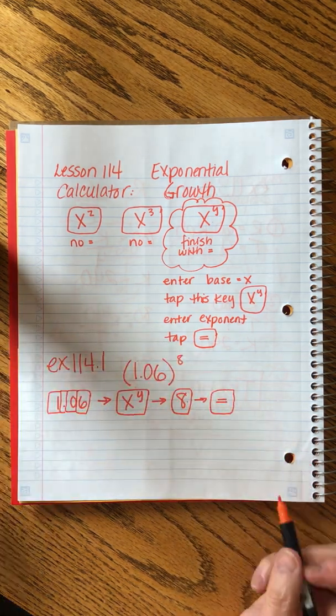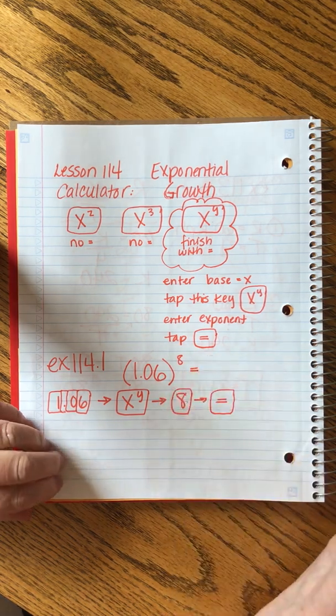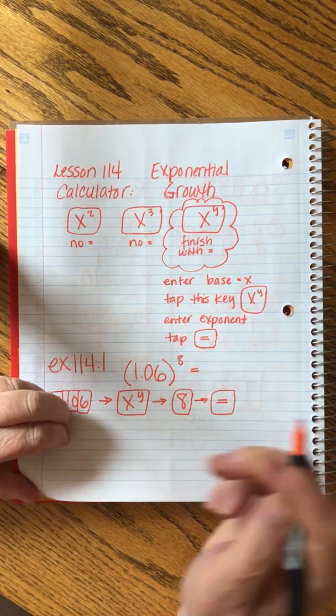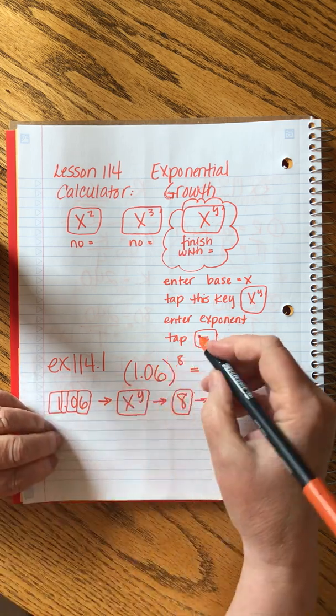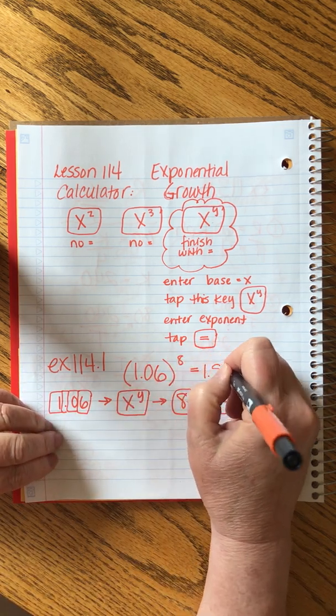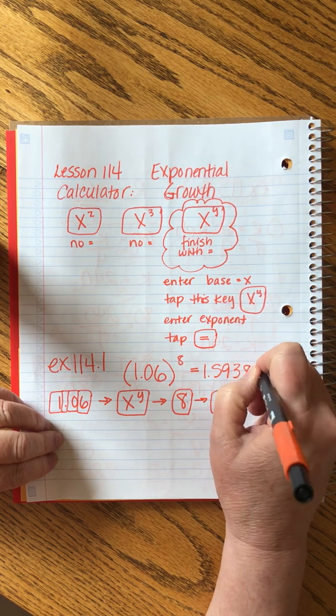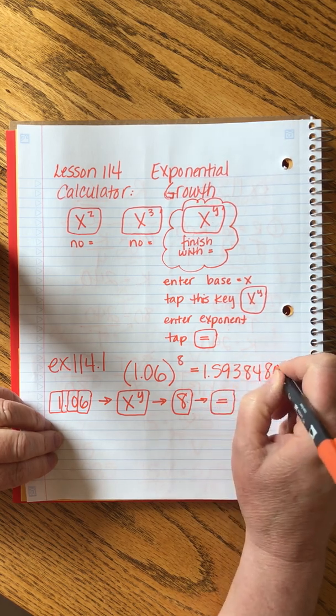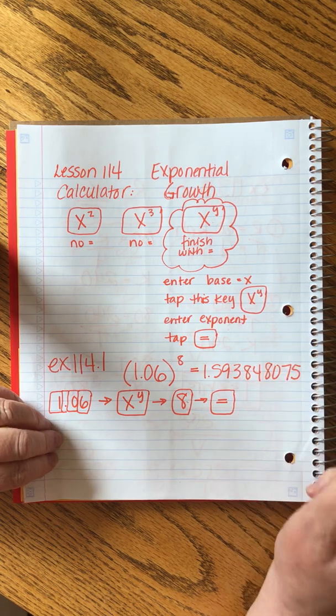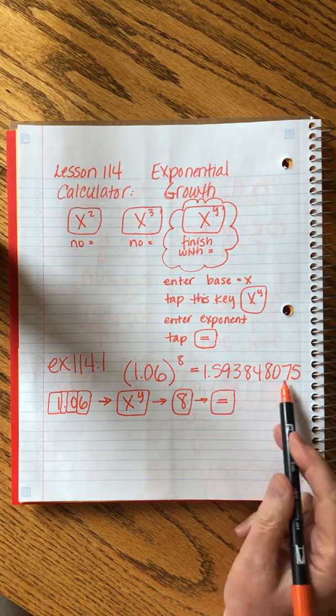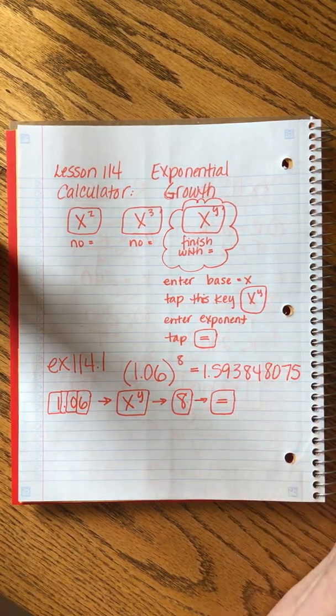And what you should get is a whole bunch of numbers. 1.59384875, depending on how many digits your calculator goes out. We want a lot. And an important part of using calculators is rounding, because they tend to give us more digits than we want.